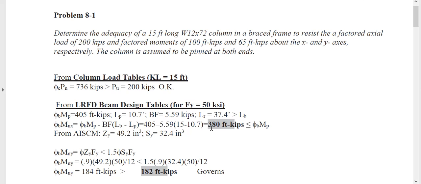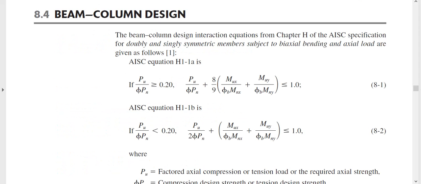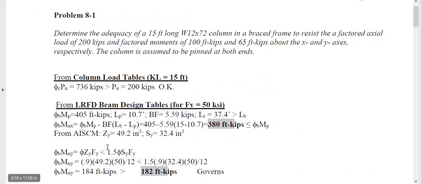Now we will find the capacity about the y-axis. Why do we need to find the y-axis? This one. What is the equation? It is phi Zy Fy or 1.5 phi Sy Fy. In the new edition it is 1.6. Whatever edition you use, find this value. Zy and Sy both can be found in the AISC manual. So they found 184 on this side, 182 on this side. So we will consider 182.